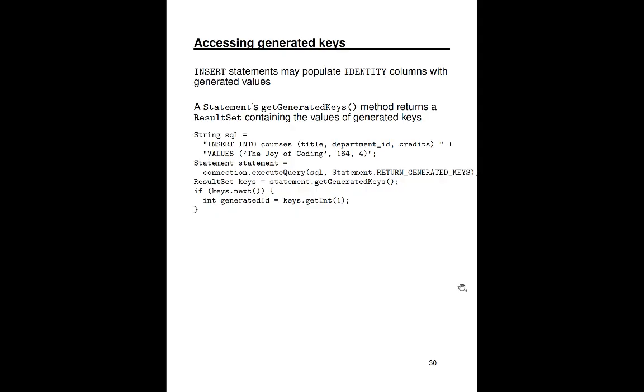So here we're inserting into the courses table. Here's a new course that we're adding. And when we call the executeUpdate method on the connection, and we give it, in addition to the SQL parameter, the RETURN_GENERATED_KEYS constant, you can then invoke the getGeneratedKeys method on the statement object to return a result set that has all of the keys that are created when the value is inserted into the database.